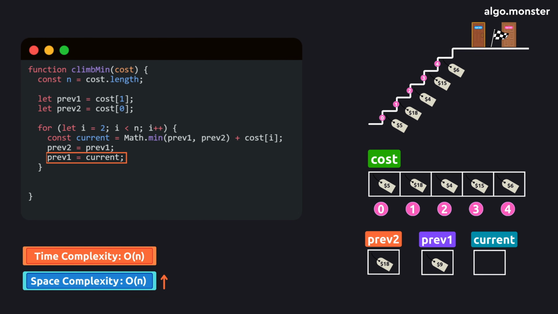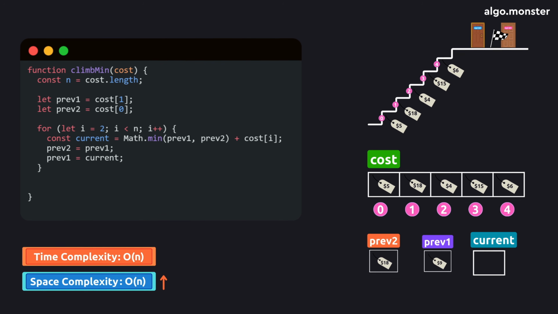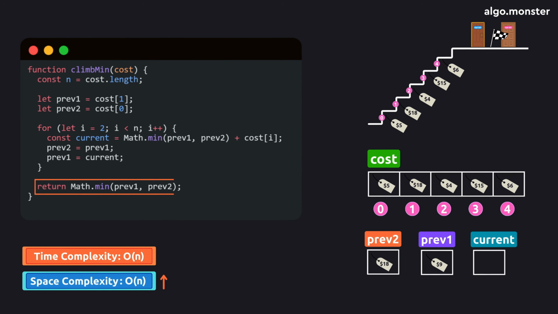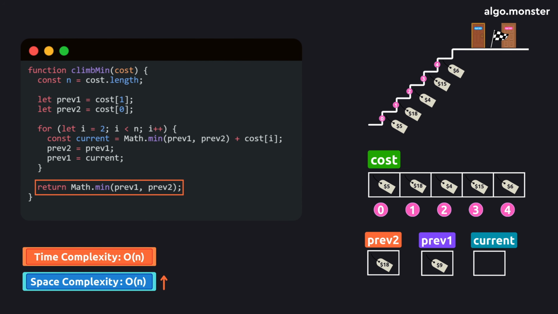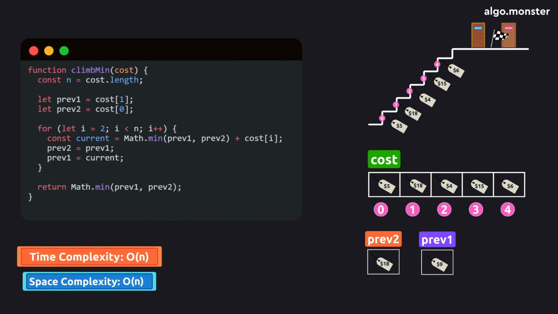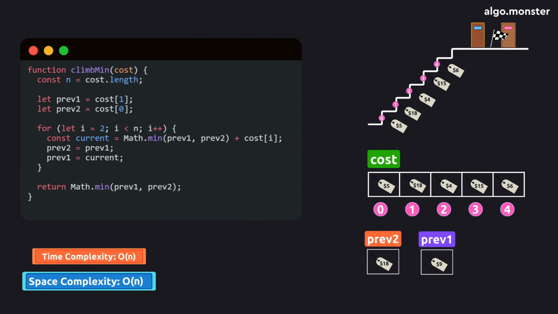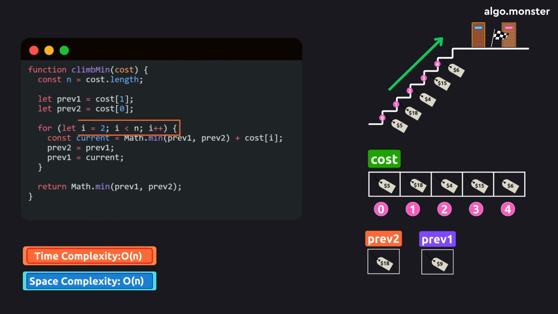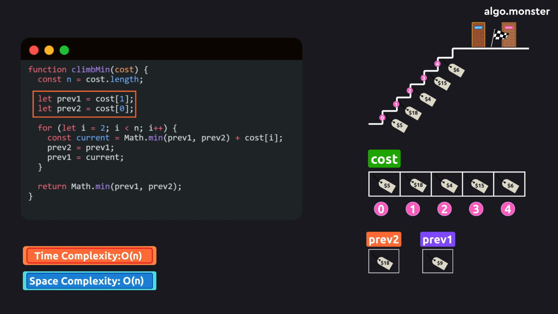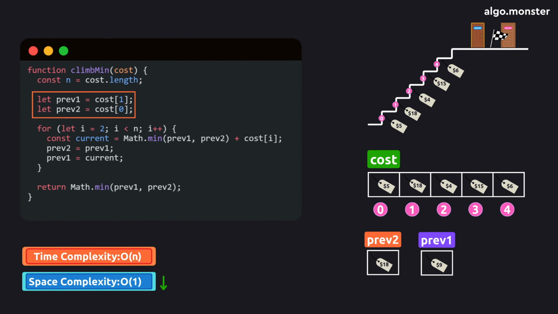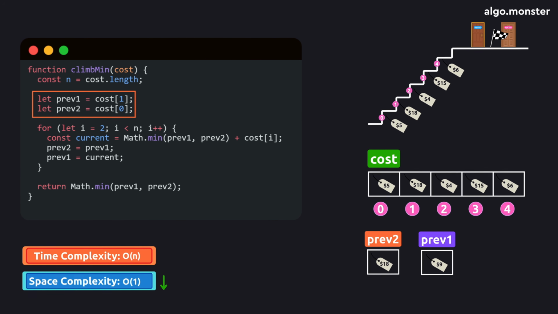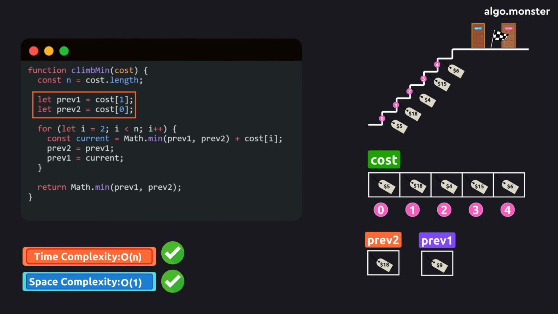This way, at every moment, we're keeping track of the last 2 stairs we've reached, and those are the only values we ever need. Once we're done, we return the minimum of these 2 values, exactly like before, because from either of those stairs we can reach the floor. And the time complexity of this solution stays exactly the same, O of n. We still have a single loop that goes through the stairs, but the space complexity is now different. Instead of storing a whole array, we only use 2 variables. That means the space complexity drops to O of 1, constant space. So we reduced memory usage from O of n to O of 1 without losing any speed. That's exactly what we want.